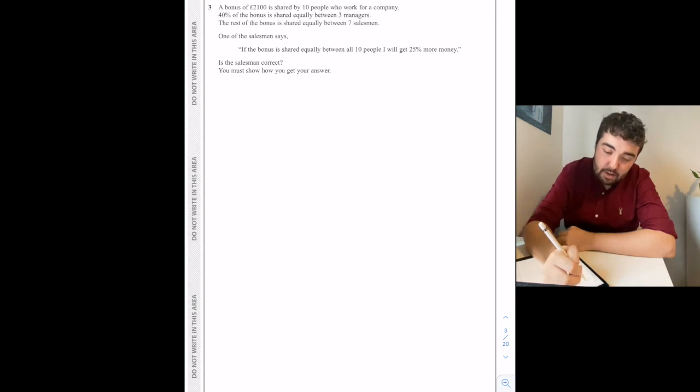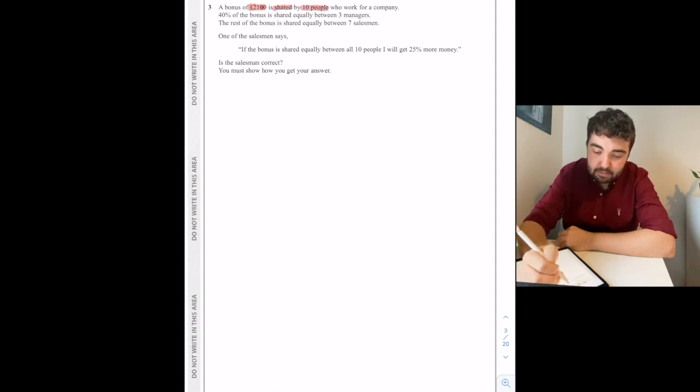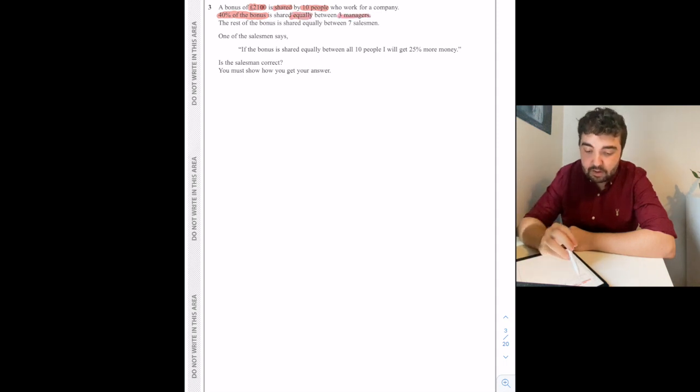So, a bonus of £2,100 shared between 10 people. 40% of the bonus is shared equally between 3 managers. The rest of the bonus shared equally between 7 salesmen. One of them says if the bonus is shared equally between all 10 people, I will get 25% more money. Are they correct?